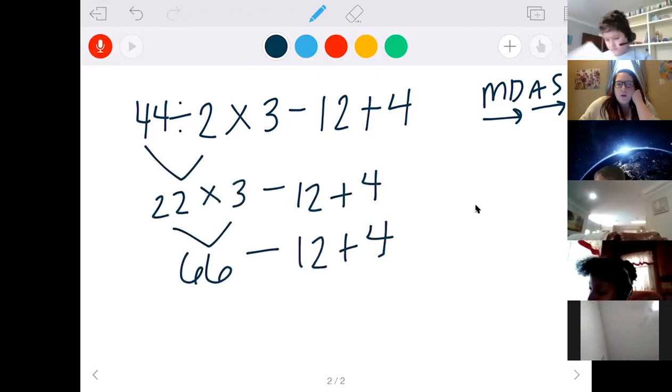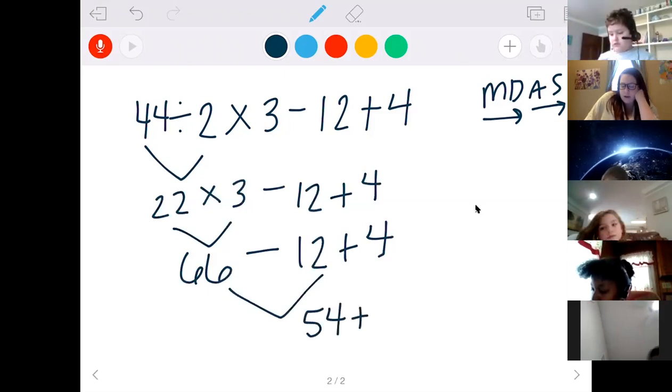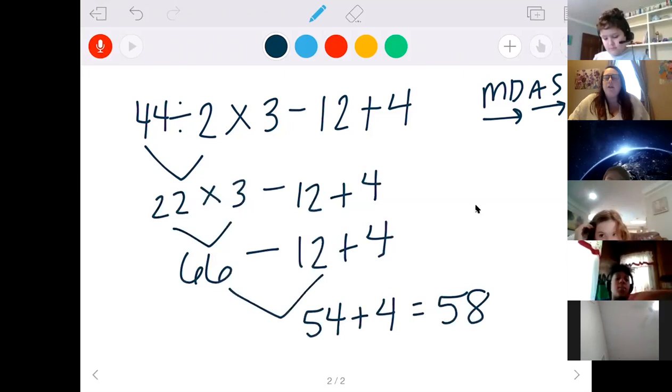We don't have any more multiplication or division, so next we're going to do addition and subtraction. And the first thing we see is 66 minus 12, because we're going left to right, and we get 54 plus 4. We bring that down, and we get 58. So 58 would be your answer here.